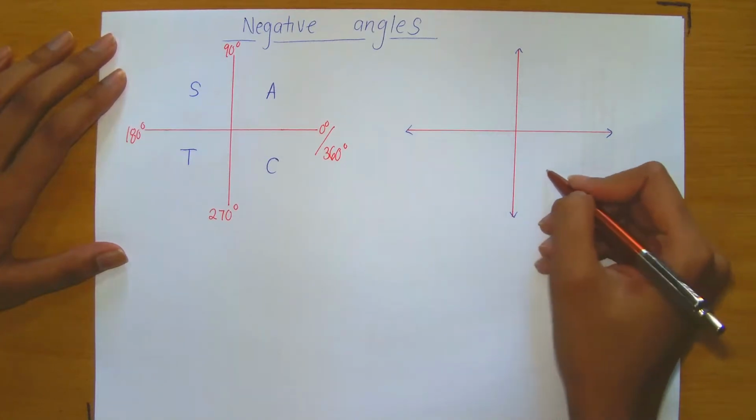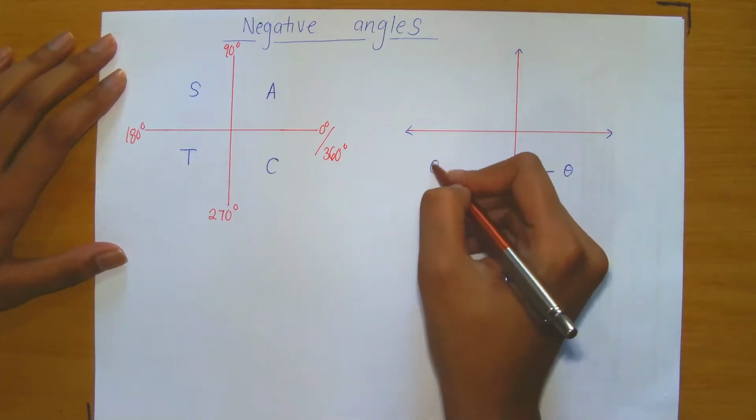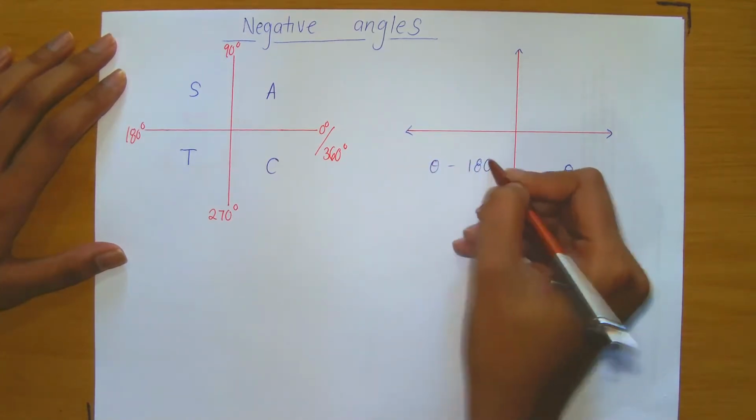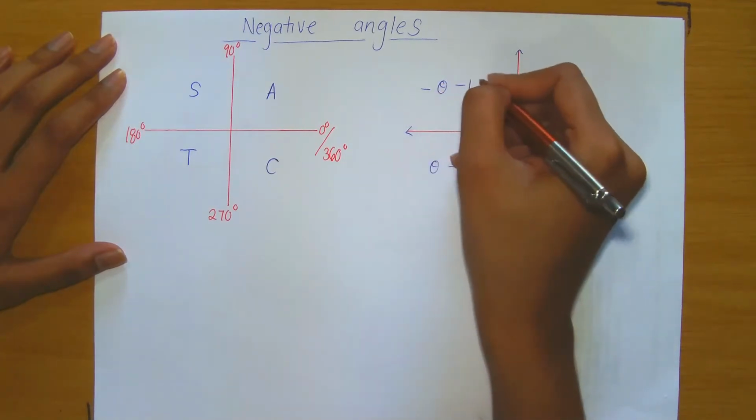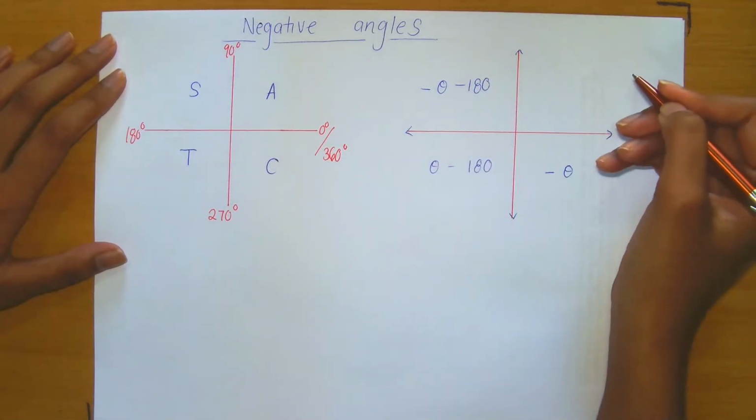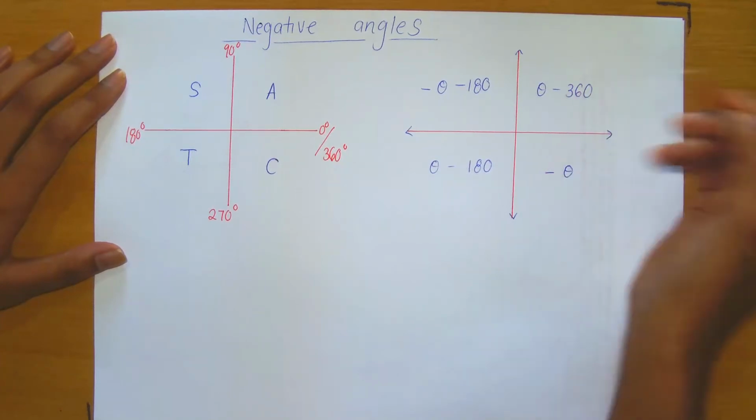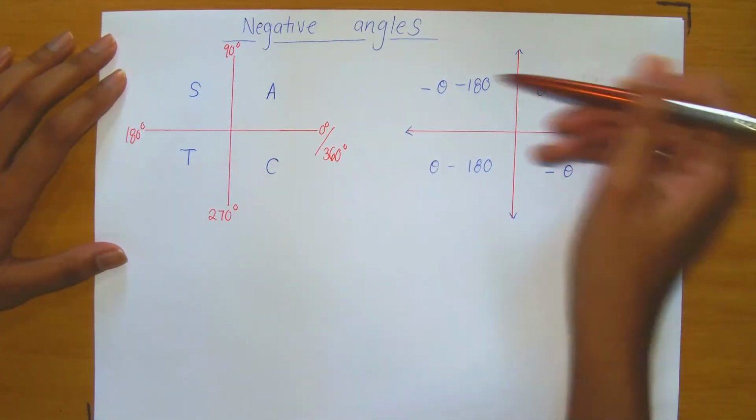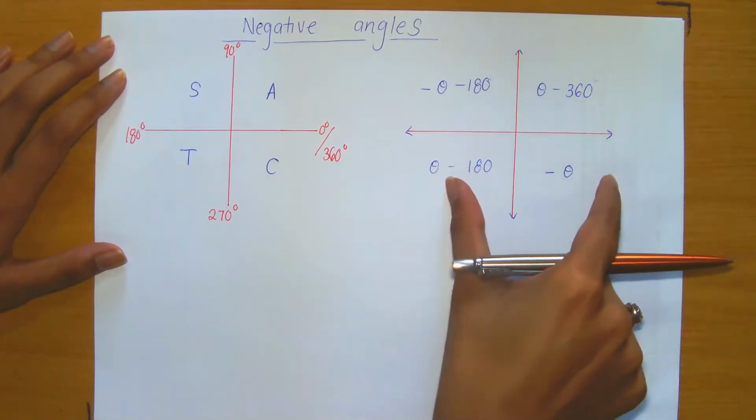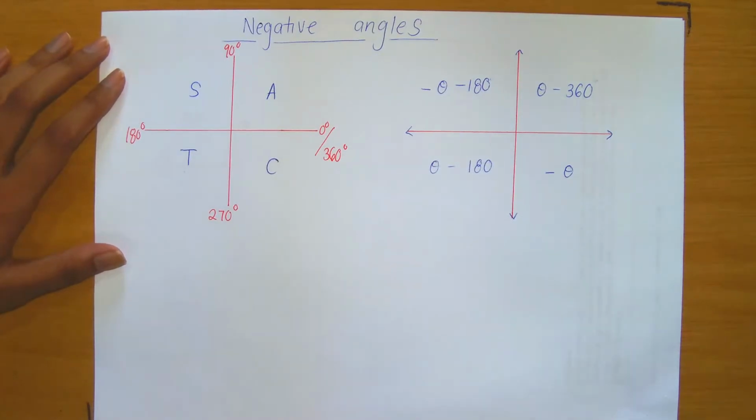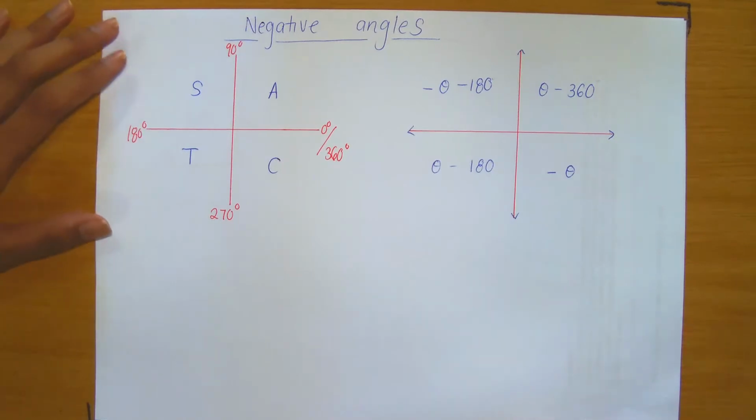So observe that the angle negative theta is in the 4th quadrant, negative theta minus 180 is in the 3rd quadrant, negative 180 minus theta is in the 2nd quadrant, and we have theta minus 360 degrees in the 1st quadrant. Right, so we now need to marry whatever is in this diagram with the CAST diagram in order to write down what the trig ratios would be. So let's assess each and every one.